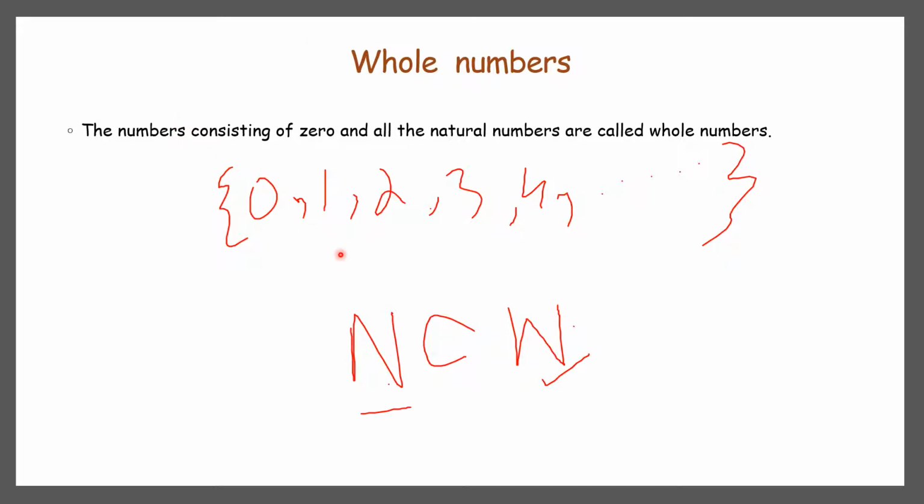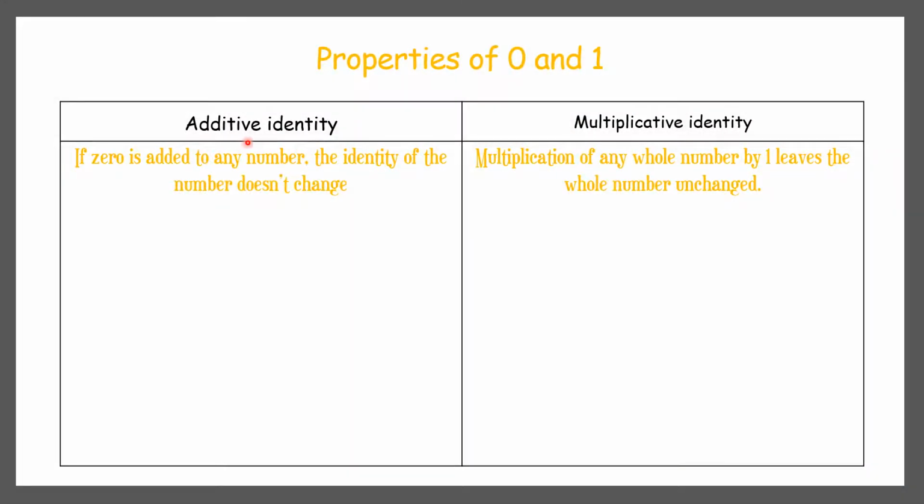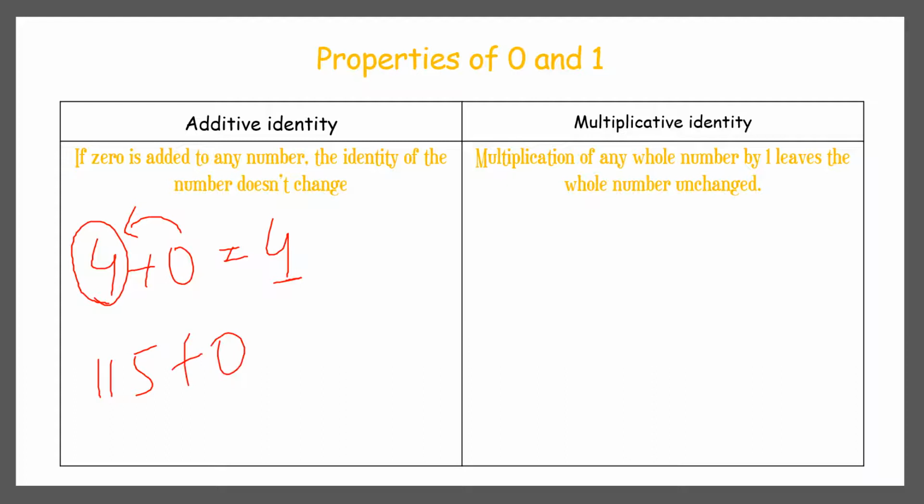Okay, now we will discuss the properties of 0 and 1. First we will discuss the additive identity. If 0 is added to any number, the identity of the number doesn't change. So 0 is the additive identity here. It means that if I add 0 to 4, then we get 4. The identity of this number doesn't change when we add 0 to it. Similarly, if I add 0 to 115, we get 115. So here the identity also didn't change. So 0 is the additive identity because it doesn't change the identity of a number to which it is added.